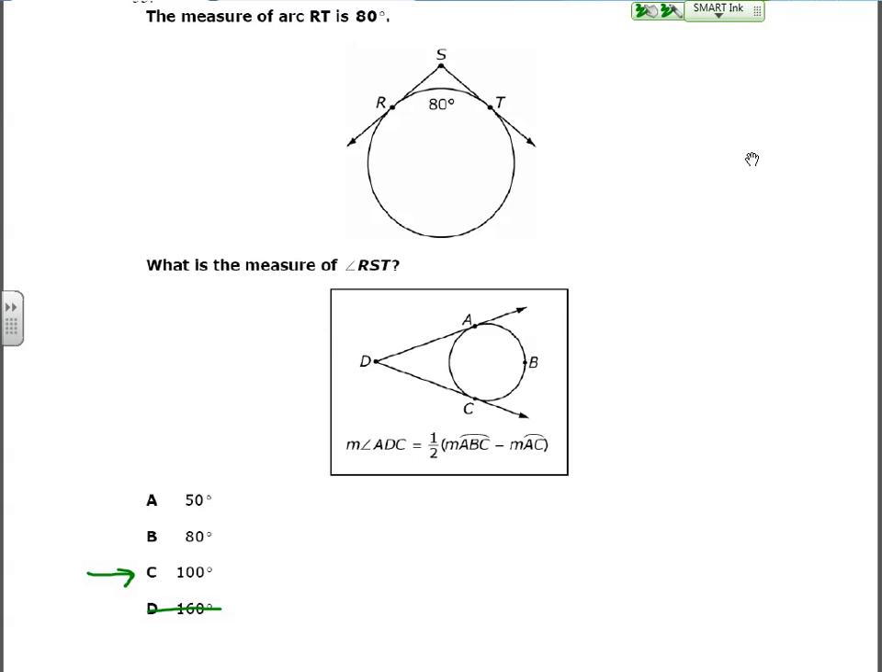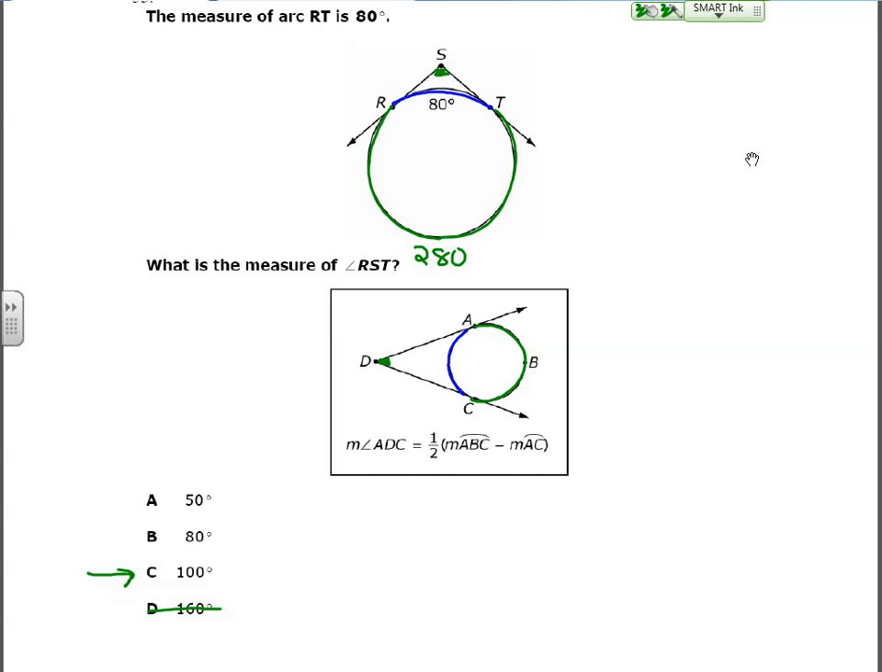But the formula, ADC, which is the angle outside of the circle, that's what we're trying to find here. The angle outside of the circle is equal to half the big arc minus the small arc. Okay? Half the big arc minus the small arc. If this small arc is 80, what does the big arc equal? 280, right? Because 80 plus 280 equals 360.